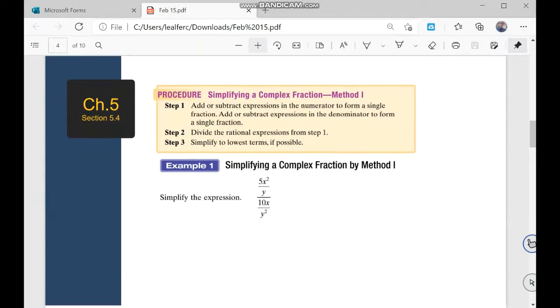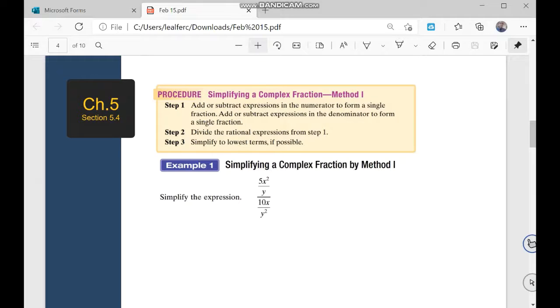So for method number 1, a complex fraction, as you have seen on the bell work, is a big, huge fraction that has on the numerator another fraction, and the denominator another fraction. So you're going to have fraction over fraction, and you have to simplify to be able to have just one regular expression, not a fraction, on the numerator, and another regular expression, not a fraction, on the denominator. Okay, this is kind of what a complex fraction is and why we need to simplify it.